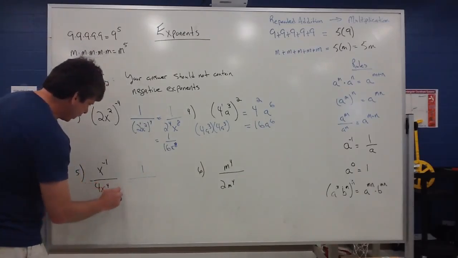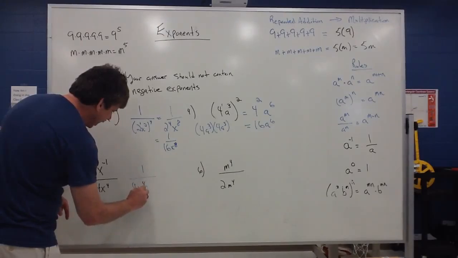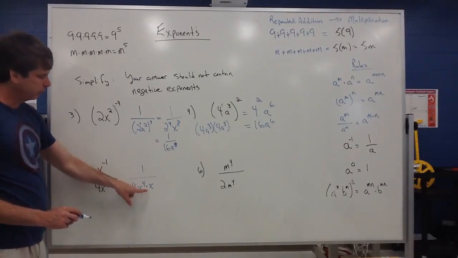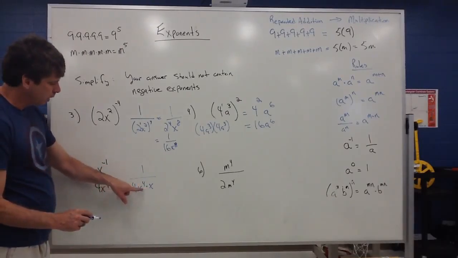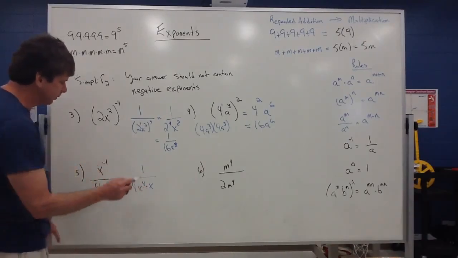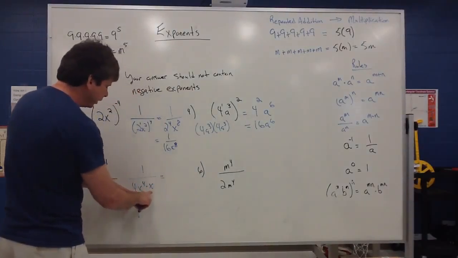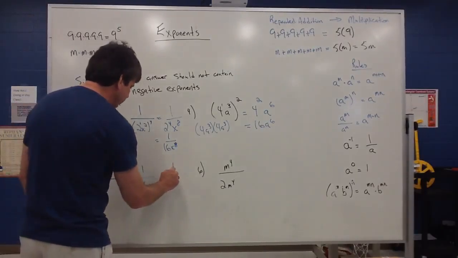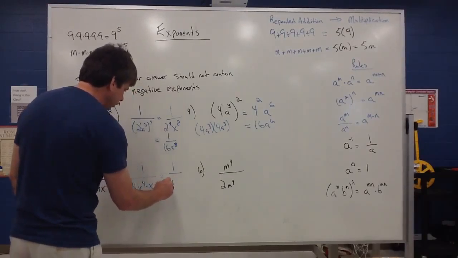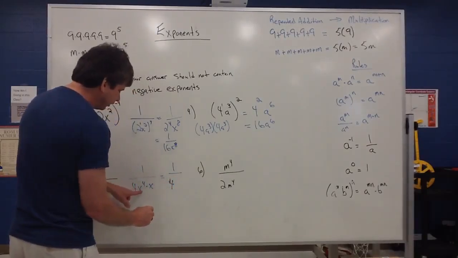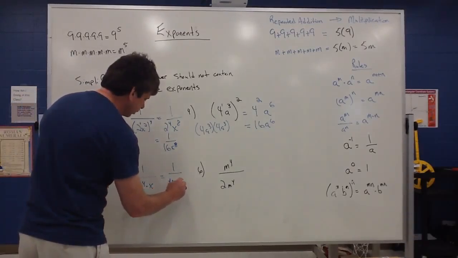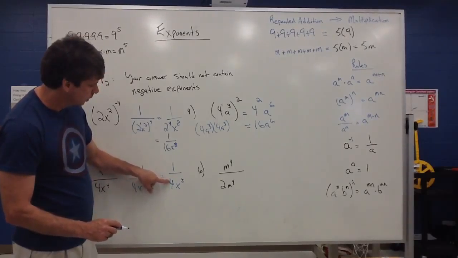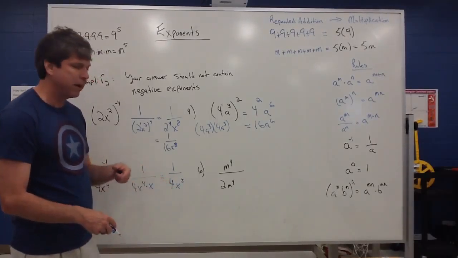And again, what we have on the bottom is 4x to the fourth times another x, because once I move that x to the negative 1 down, it's no longer negative. So what I have then is 1 on the top, I have a 4, but x to the fourth times x can be simplified because they have the same base. That tells me that if they have x to the fourth times x, there's 5 of those altogether. So x to the fourth times x is the same thing as x to the fifth. So 1 over 4 times x to the fifth would be my simplified answer.